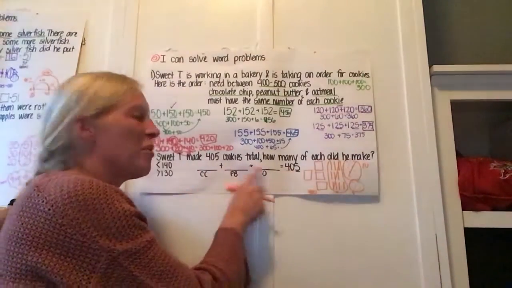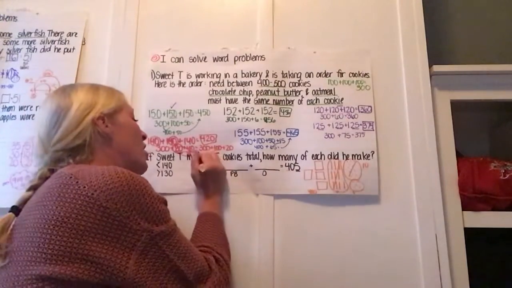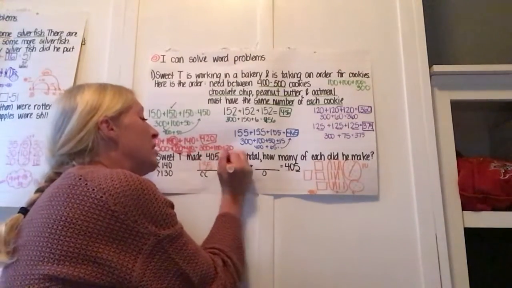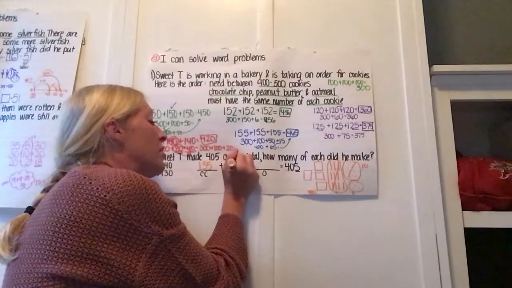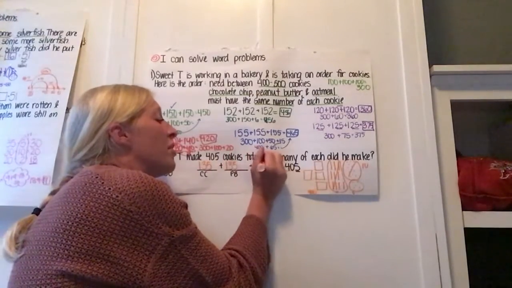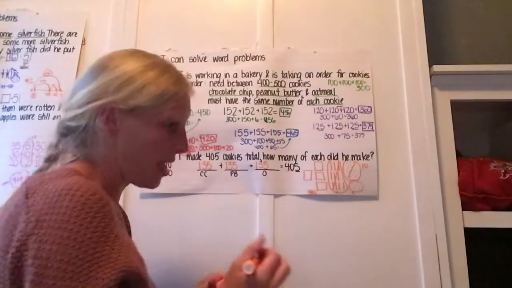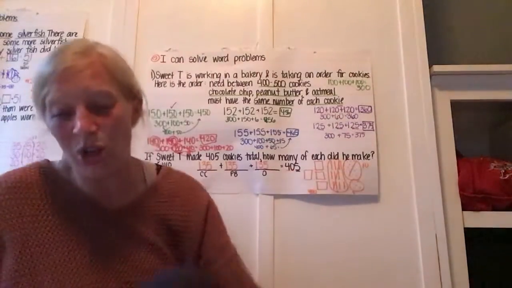So how many cookies would we make of each? I shouldn't say we. Sweet tea makes me hungry for some cookies. 135 cookies of each to make 405 total.